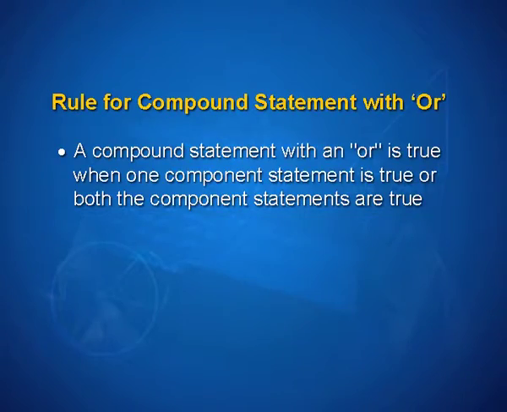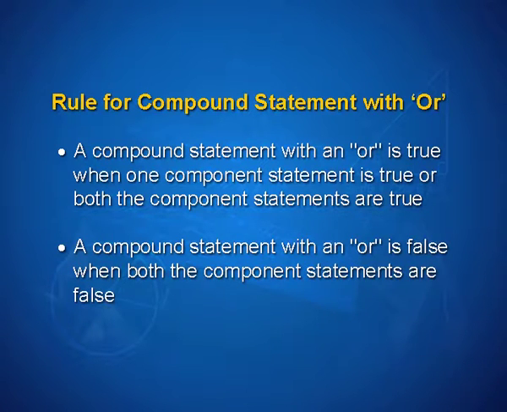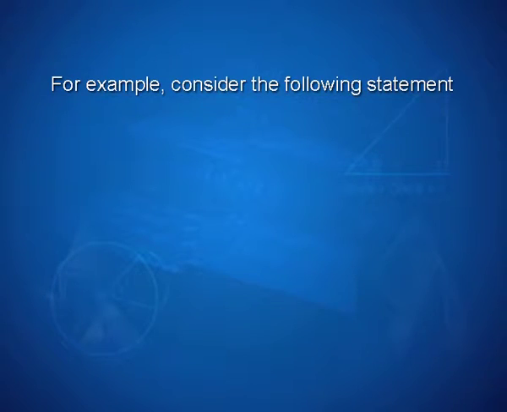Now, let us look at the rules for compound statements with or. The first rule says, a compound statement with an or is true when one component statement is true or both the component statements are true. The second rule says, a compound statement with an or is false when both the component statements are false. For example, consider the following statement.